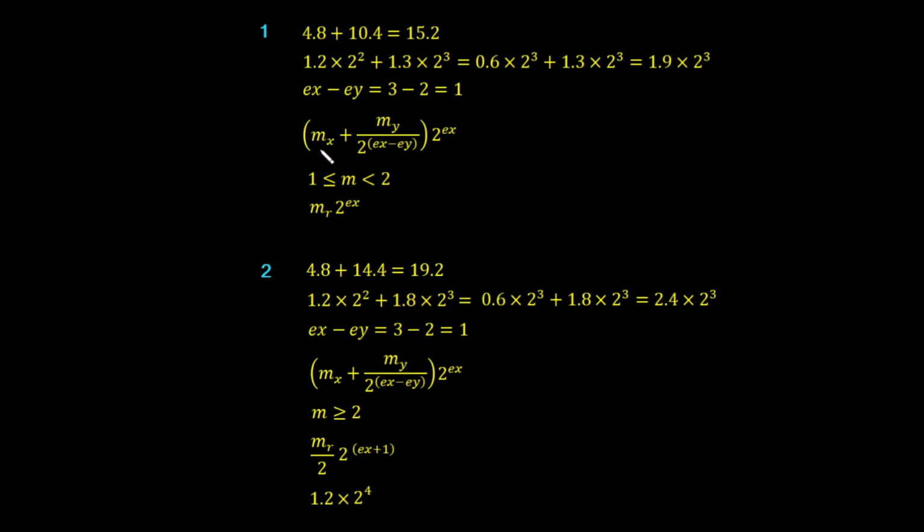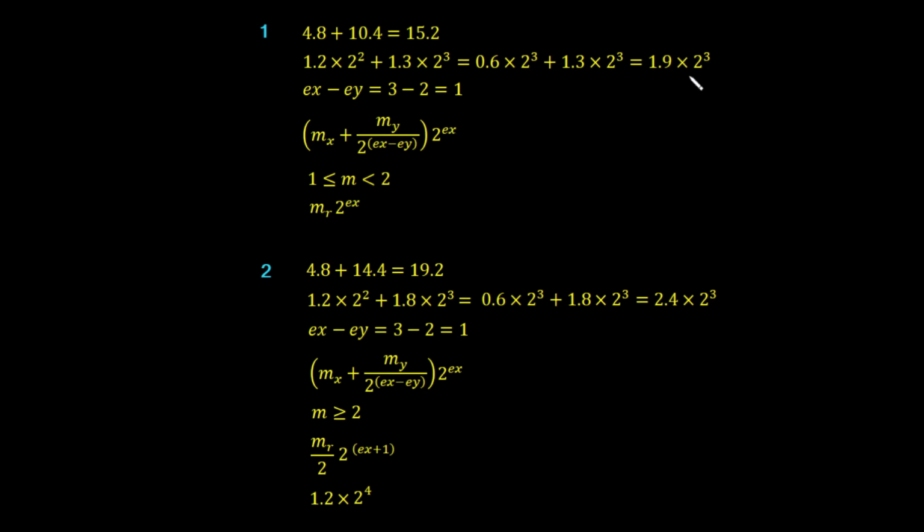So mx is the mantissa for x, which is 1.3, and we're shifting the value for my. So my was 1.2, but it's now divided by a factor of 2. Now in this instance here, the factor of 2 is 2 to the ex minus ey. So ex minus ey is 3 minus 2, which is 1. 2 to the power of 1 is just a value of 2. So this little part here is the 1.2 divided by the 2, giving us 0.6. And we've got our final e to the x.